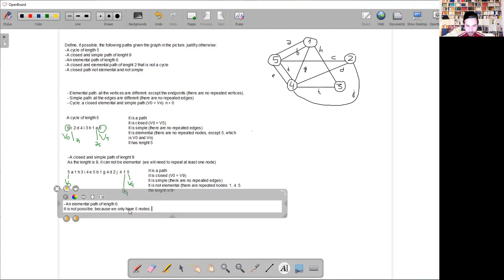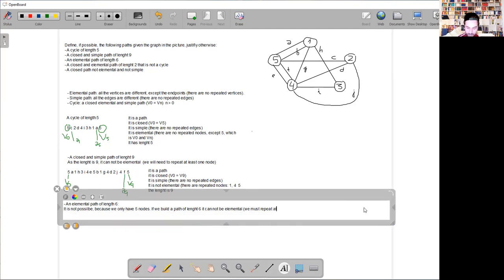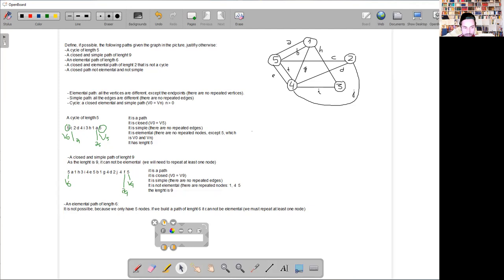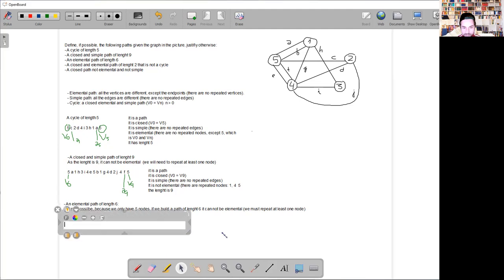So if we build a path, let's say a path of length 6, it cannot be elemental, right? We must repeat at least one node. Right, so this is the answer.